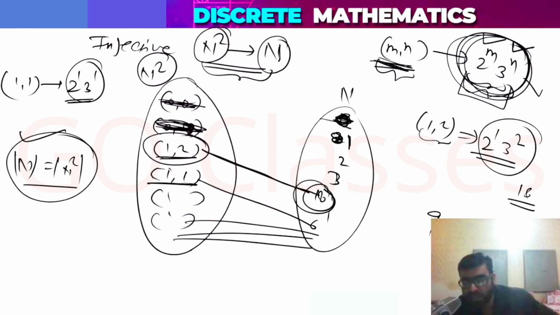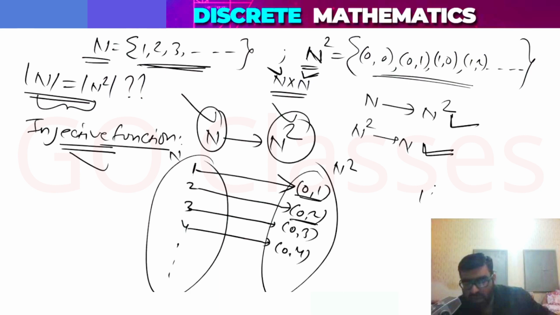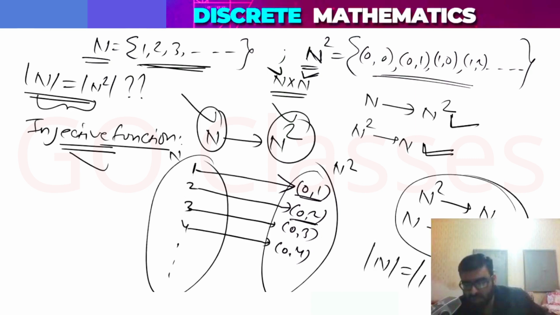If you have any pair m comma n, then you map it to 2 power m, 3 power n. This is a prime factorization, and the prime factorization of any number is unique. That is why this is an injective function. Now we have an injective function from N square to N, and we already have an injective function from N to N square. So we can say that the cardinality of N is equal to the cardinality of N square.